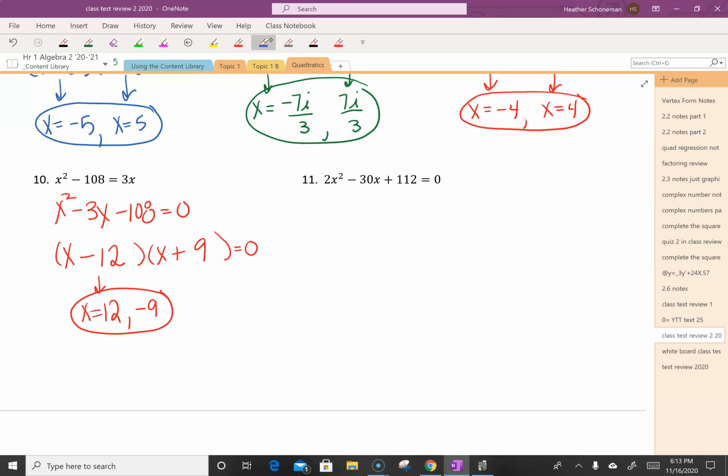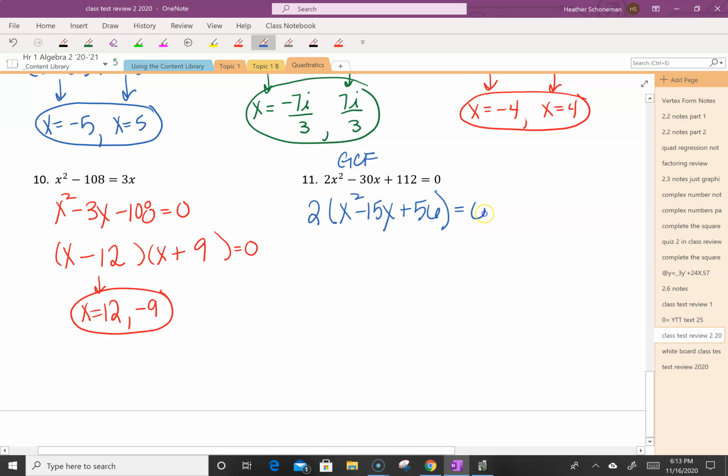Last one. It's already set equal to 0, but we don't know how to factor. Take that back. We haven't reviewed factoring anything with the leading coefficient not x squared. So that's a big red flag that I'm going to have another greatest common factor, which in this case is 2. So I'm going to take out the 2, and I'm going to have x squared minus 15x plus 112 divided by 2, which would be 56, equals 0. Now inside the parentheses I have a trinomial, so I'm going to go straight to my two parentheses. I'm going to have an x and an x.